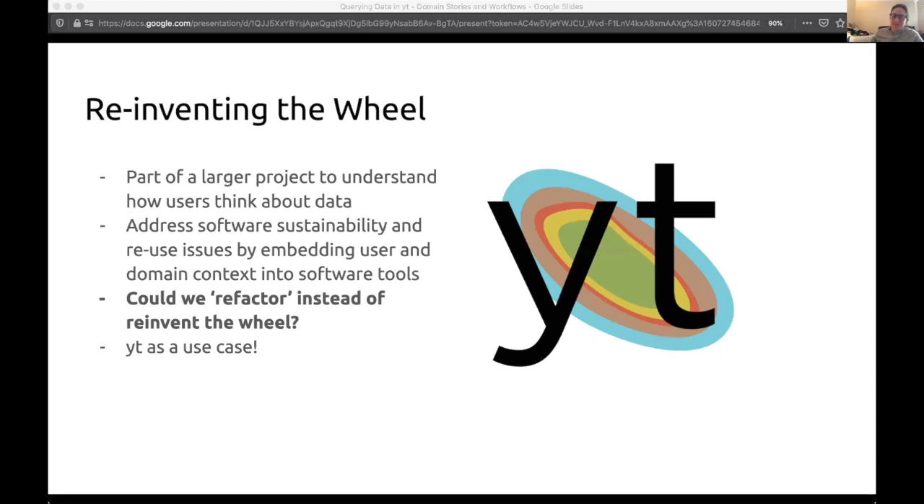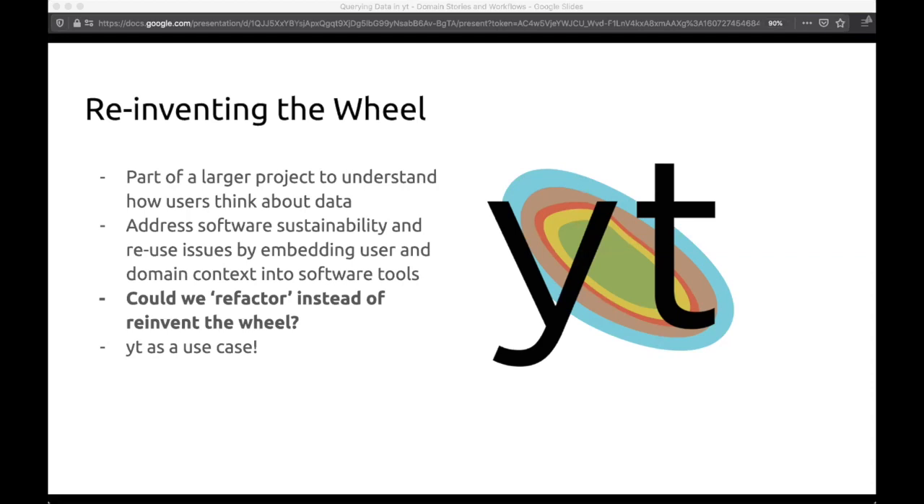So what Matt and I do together, we're attempting to, instead of redoing the wheel, try and refactor the wheel. And it's part of, like I was talking about, a larger project to understand how people think about data. And as it turns out, physicists think about data in a really interesting way. And this is something I've encountered in my own work with YT as coming from a social scientist background. Data is in rows and columns for me, as opposed to physicists who see it as meshes and arrays and other things like that.